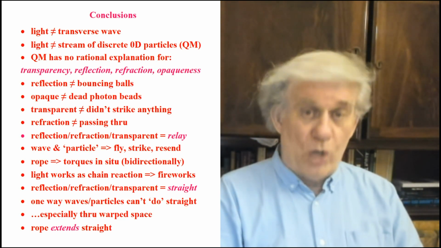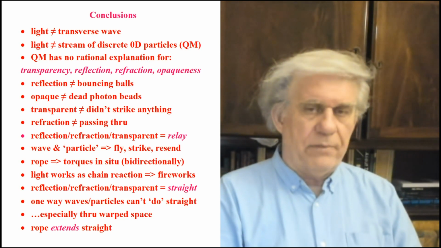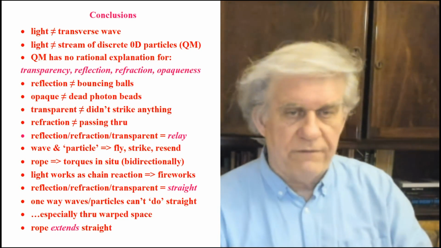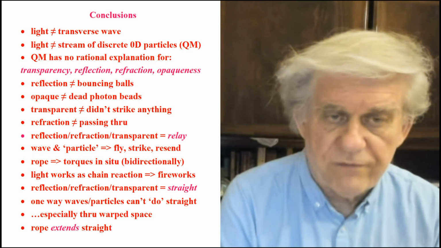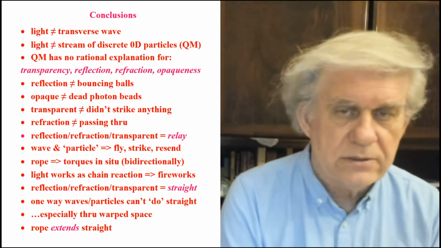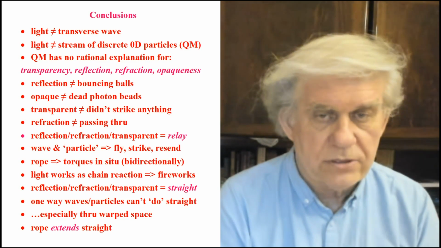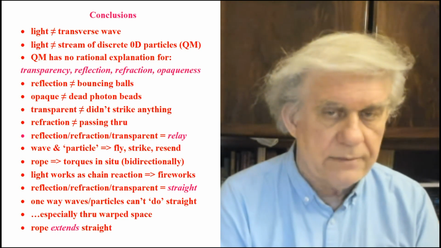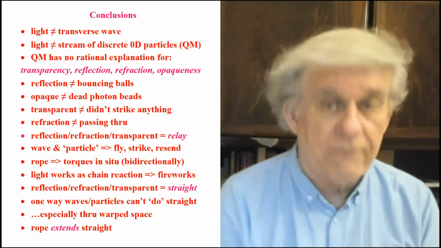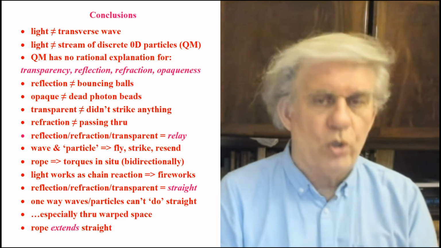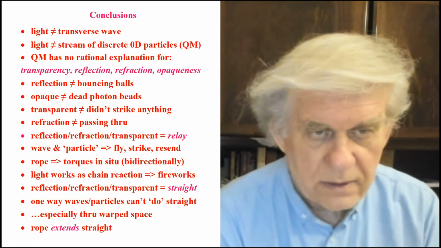People think that light goes through walls. That's the problem. So we need to settle this kindergarten stuff first. Okay, reflection, refraction, transparent equals relay. Everything's done through relay. You can only explain that. As far as I'm concerned, the only way you can explain it is if all atoms in the universe are interconnected, physically interconnected. In this case, by a torquing rope, or torquing ropes, plural.